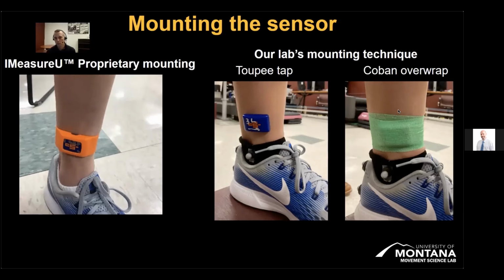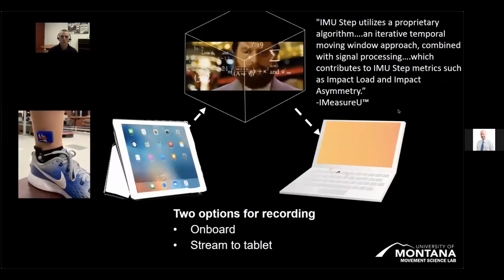So we use toupee tape under the sensor to attach it to the skin. And then we use 3 wraps of Coban over top of it, and it seems to be far more comfortable, and our participants can wear it for several hours without complaints. To collect the data, you have two different options. You can either collect the data on board, which is the method that we use, or you can stream it to a tablet.